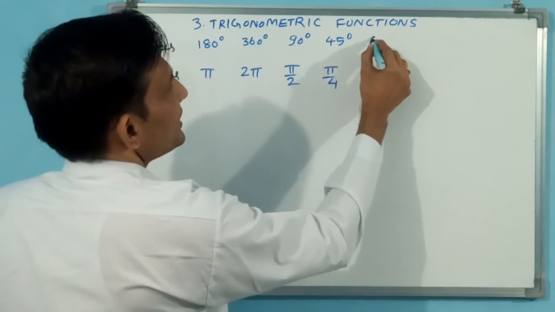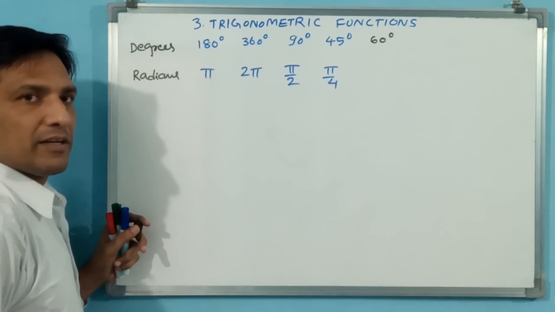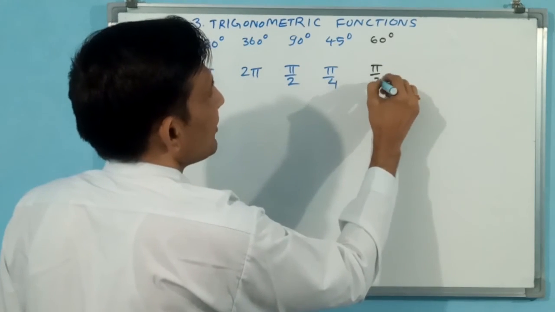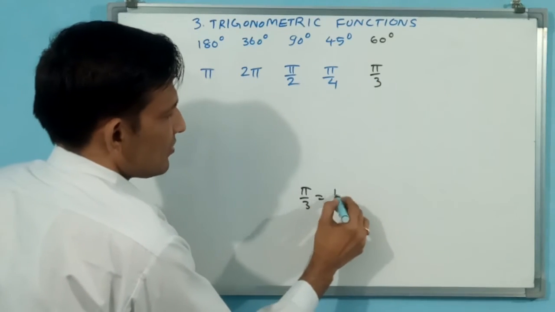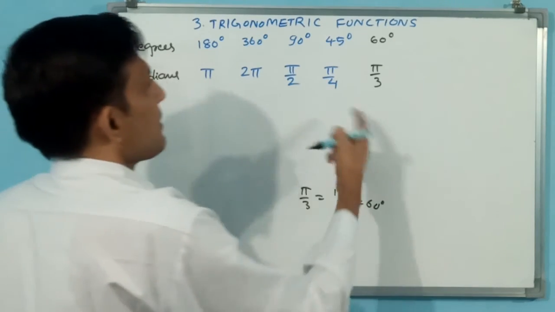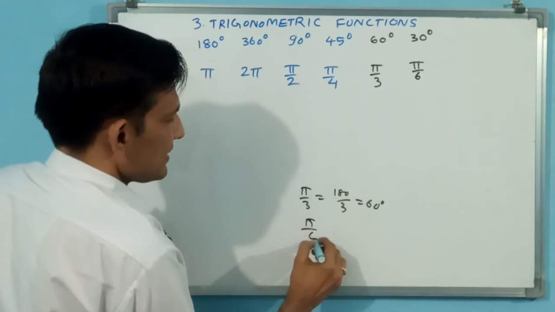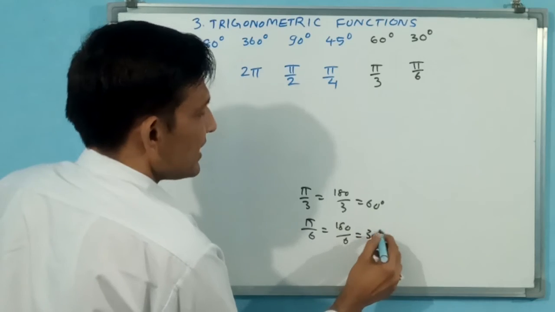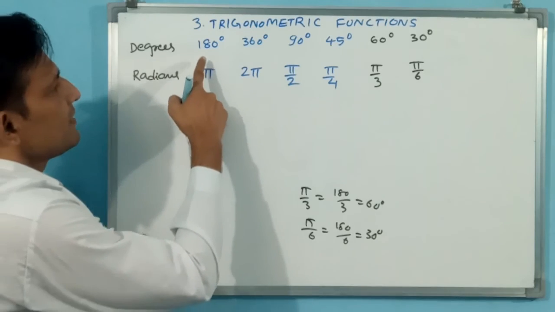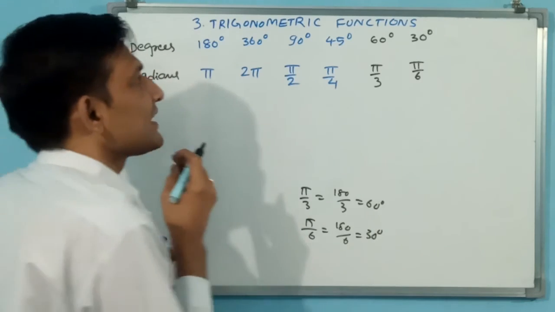Now let us see 60 degrees. 60 degrees means pi by 3. Pi by 3 is equal to 180 by 3, that is equal to 60 degrees. Like that you have to calculate. Now let us go for 30 degrees: pi by 6. Pi by 6 is equal to 180 by 6, which is 30 degrees. So we have 180, 360, 90, 45, 60, 30.